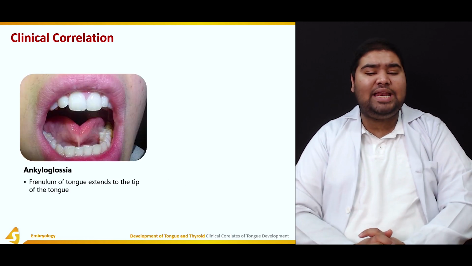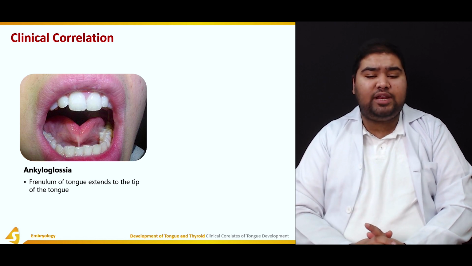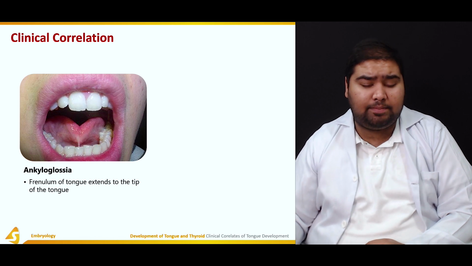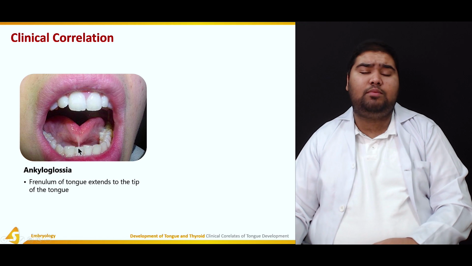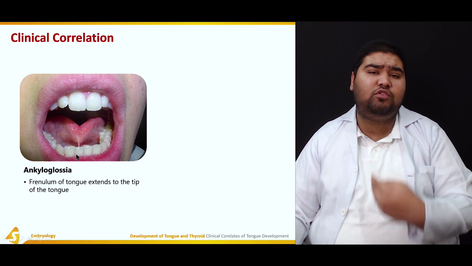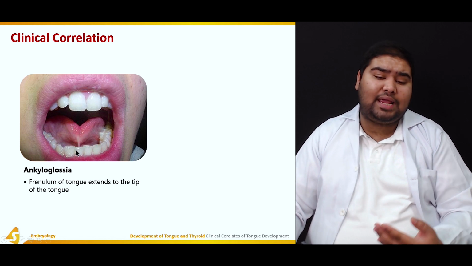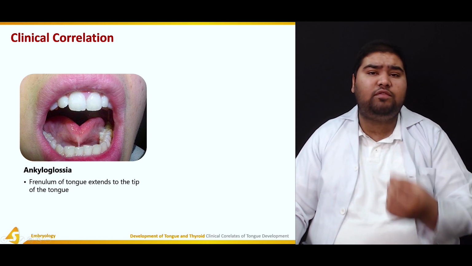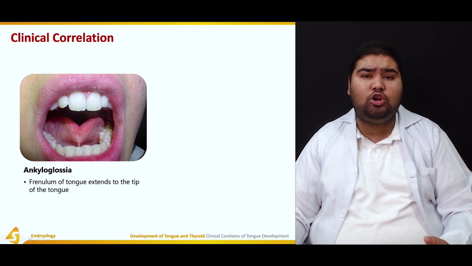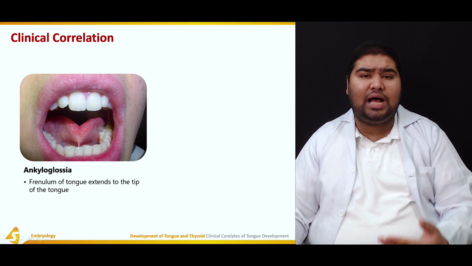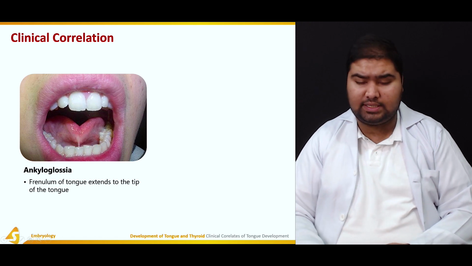Moving on, we have ankyloglossia. So what is ankyloglossia? The frenulum of the tongue normally connects the tongue to the floor of the mouth. However, in certain conditions like ankyloglossia, this frenulum of the tongue might extend to the tip of the tongue. So the tongue cannot be taken out of the oral cavity. This condition is known as ankyloglossia.